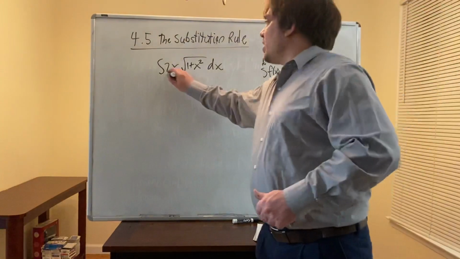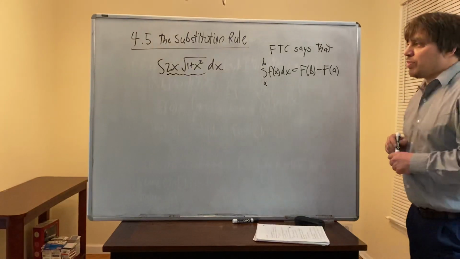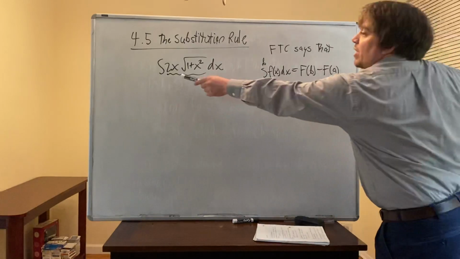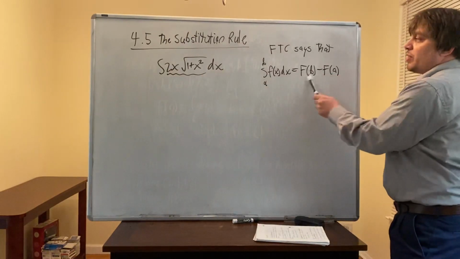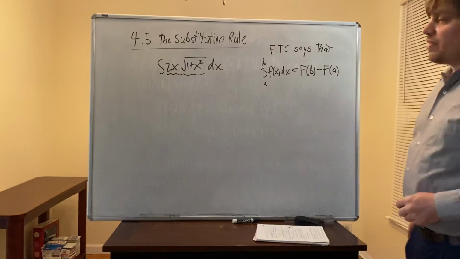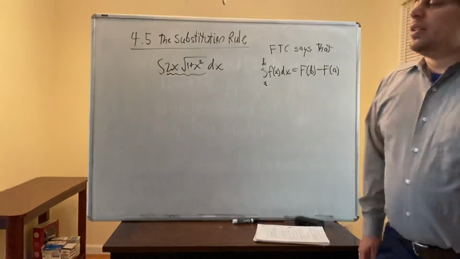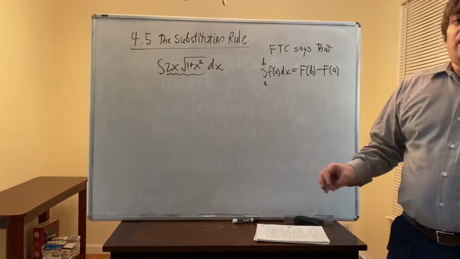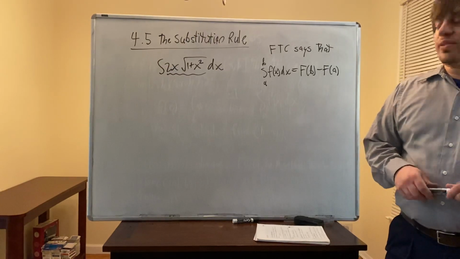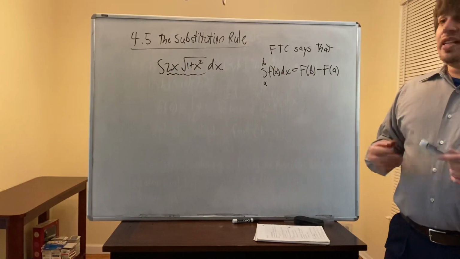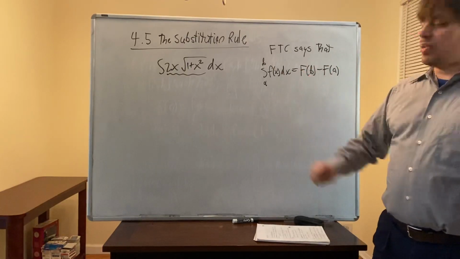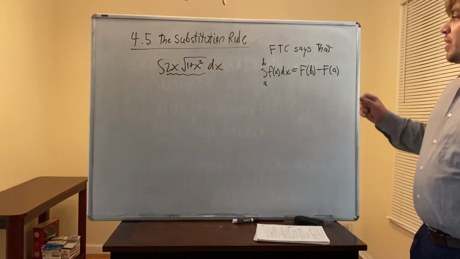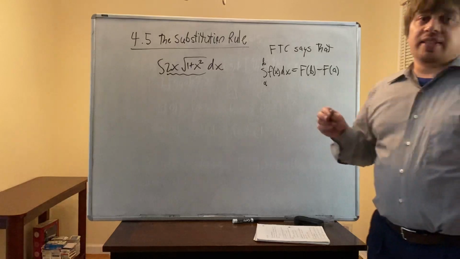In this case, it would be the function 2x times the square root of 1 plus x squared. If I put limits here, and I turn this into finding a definite integral, then the fundamental theorem of calculus could be used as long as I can find an antiderivative. So finding an antiderivative of a function is extremely important in calculus. It allows us to calculate definite integrals. The problem, though, is that for some functions, it's difficult to find an antiderivative.